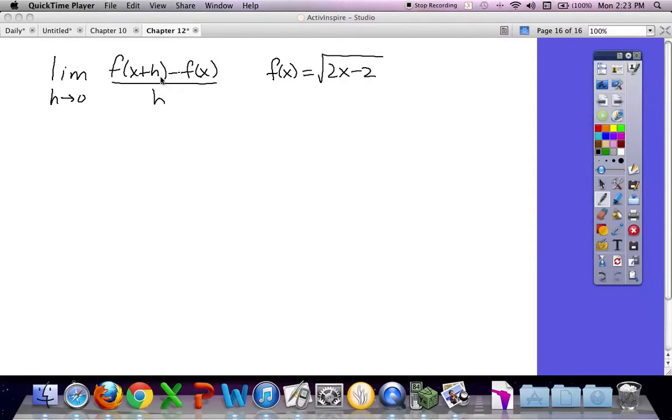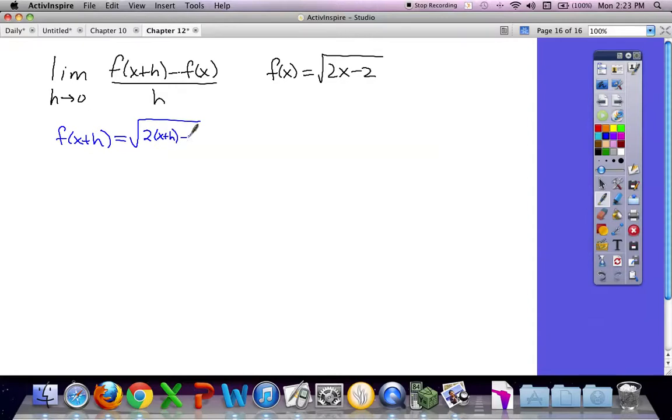So in this case, f of x plus h, what do I do with the x plus h? Put it in the place of x here. Right? The square root of 2 times x plus h minus 2, which is the square root of 2x plus 2h minus 2. Okay, f of x equals the square root of 2x minus 2.